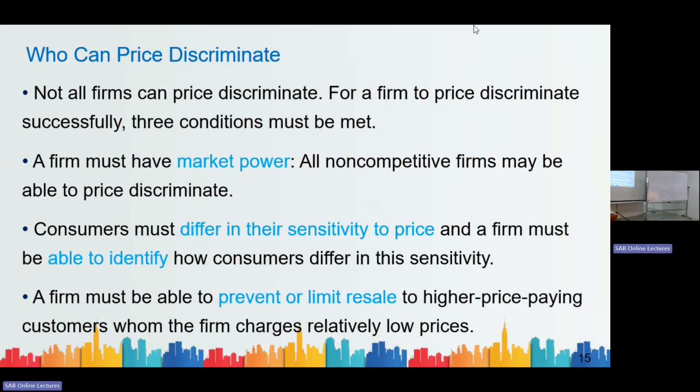So, what firms can practice price discrimination? Monopoly firms, monopolistically competitive firms, and oligopolistic firms. These three types of firms can practice price discrimination, but not perfectly competitive firms, because perfectly competitive firms do not have any power to set their price. They are taking the price determined in the market. They don't have any power to influence the market price.